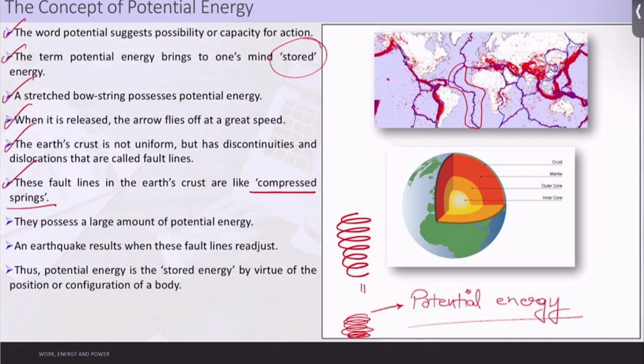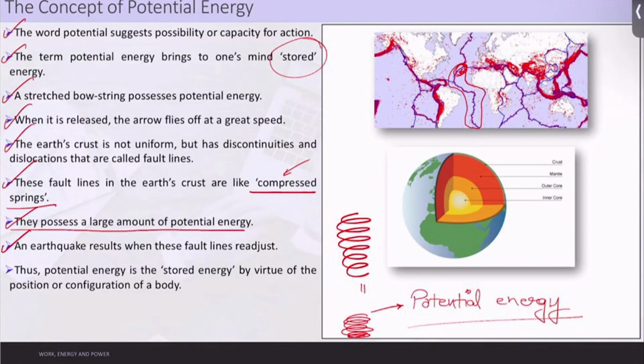These fault lines in the Earth's crust are like compressed springs. They possess a large amount of potential energy. We will understand it mathematically also, but first we are trying to understand it more visually, in physics terms. An earthquake results when the fault lines readjust. When they dislocate, or go above one another, they release some sort of energy.